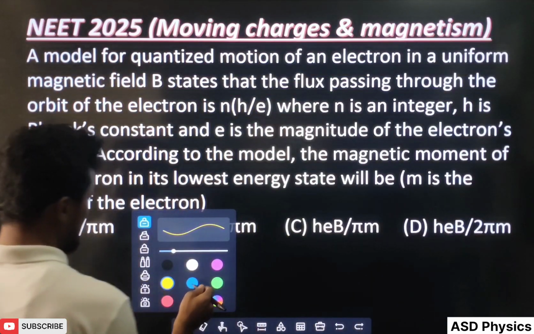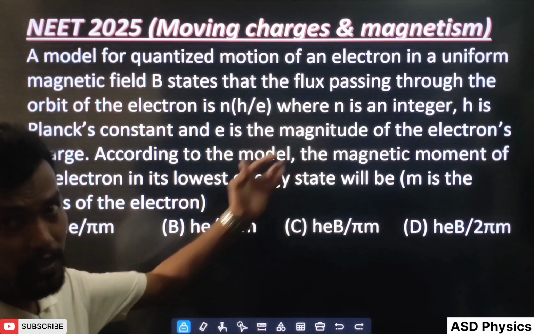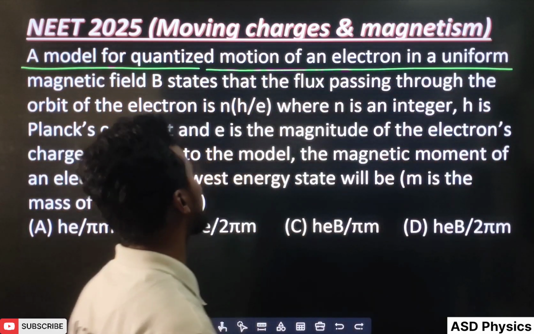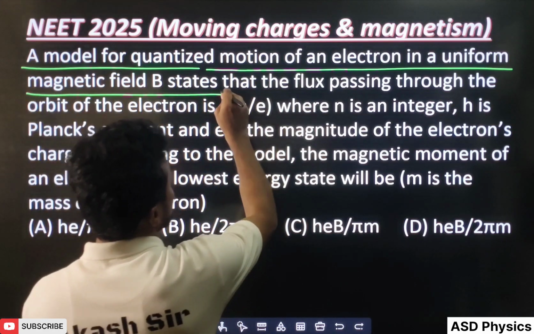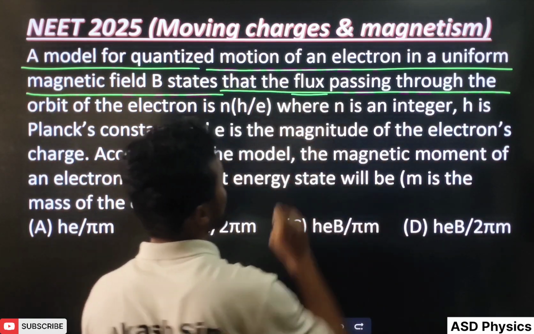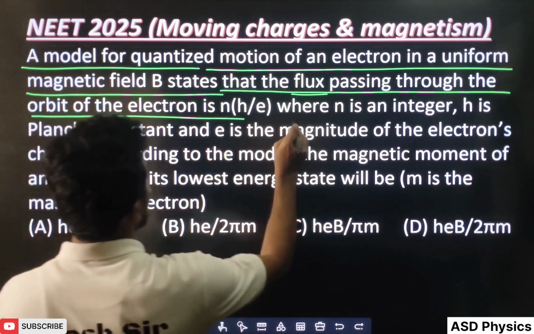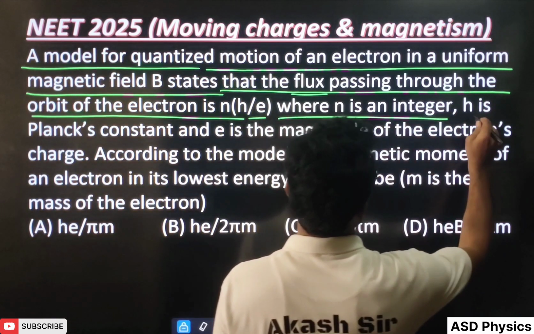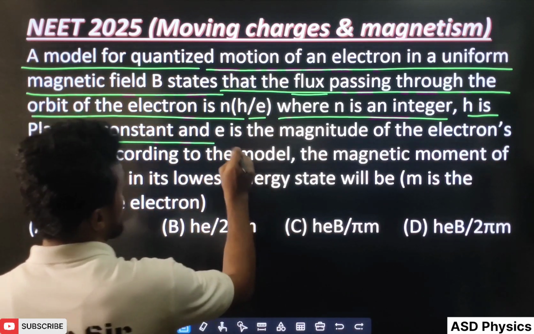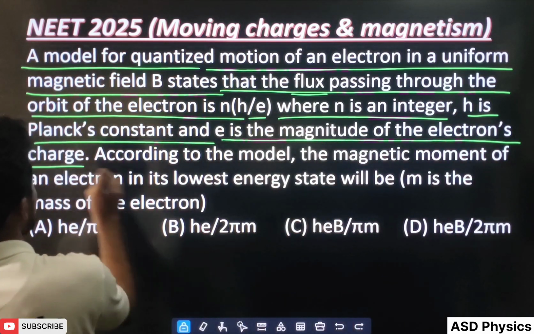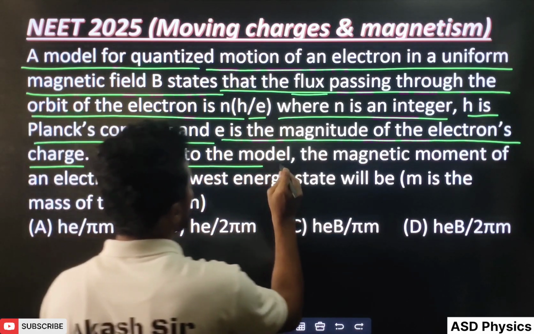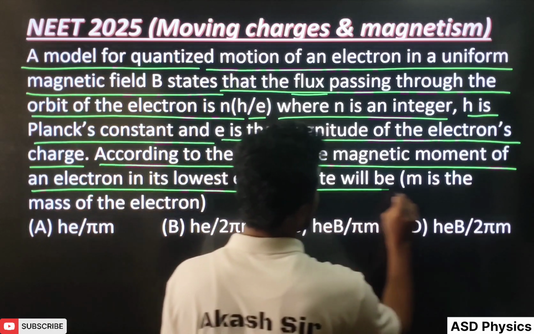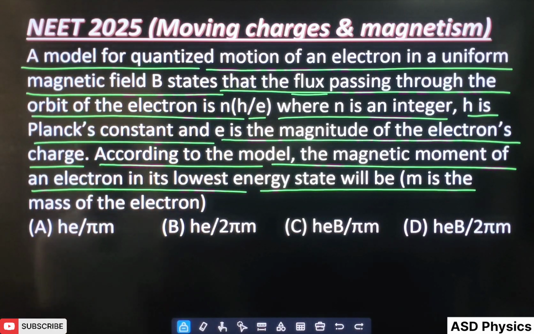Okay. Now students, let's see the further question for moving charges and magnetism. The question is: a model for quantized motion of an electron in a uniform magnetic field B states that the flux passing through the orbit of the electron is nh by e. It's a little bit of the Bohr model also used here. Where n is an integer, h is Planck's constant, and e is the magnitude of the electron charge, that we know very well. According to the model, the magnetic moment of an electron in its lowest energy state will be how much, this they are asking here.